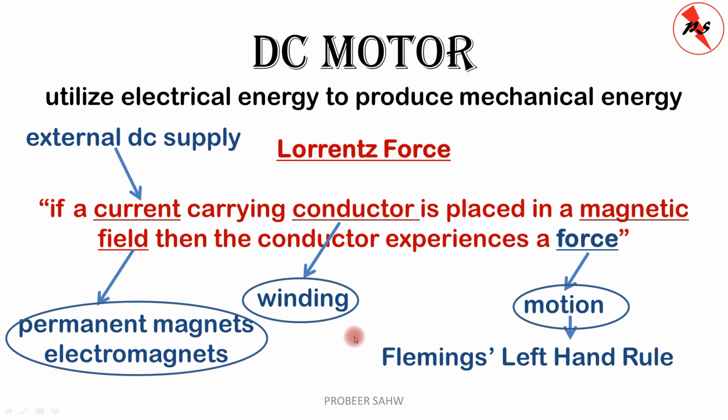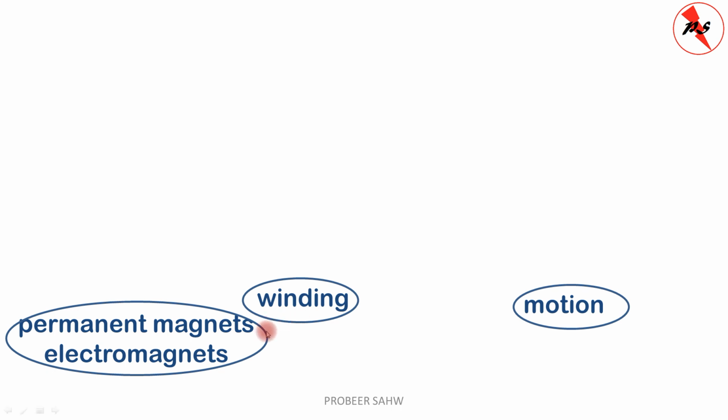Again in this discussion, winding, magnets and motion are the most important part. If there is a winding in which a current flows and it is inside magnetic field created by a magnet, then motion will be produced in the winding. So this is the working principle of a DC motor. So we know that there are three most important parts in a DC machine, either a DC generator or a DC motor: the magnets, winding and motion.